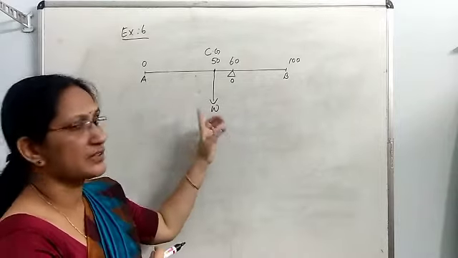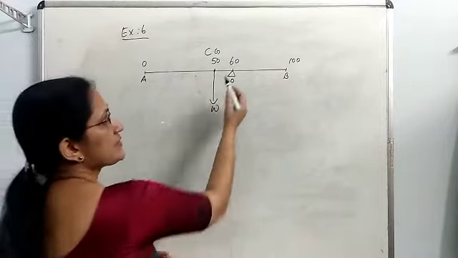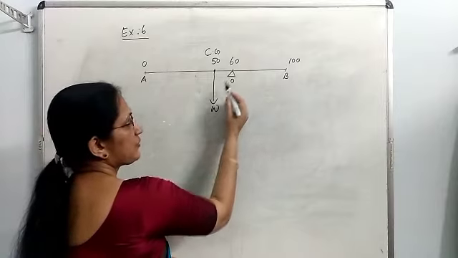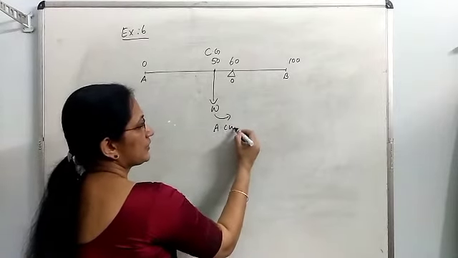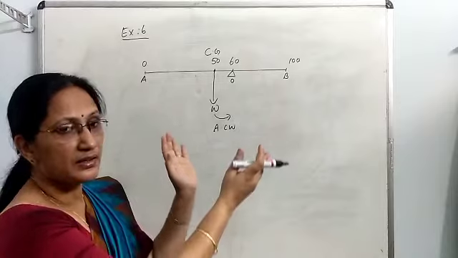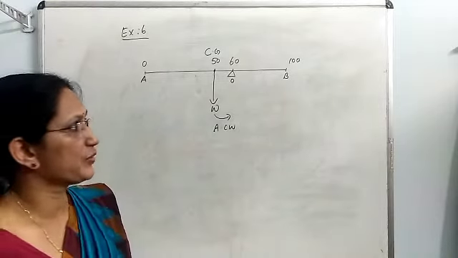This weight is a force, and this is the turning point or pivoted point. So this weight will produce an anti-clockwise moment, thereby the scale will turn in the anti-clockwise direction.